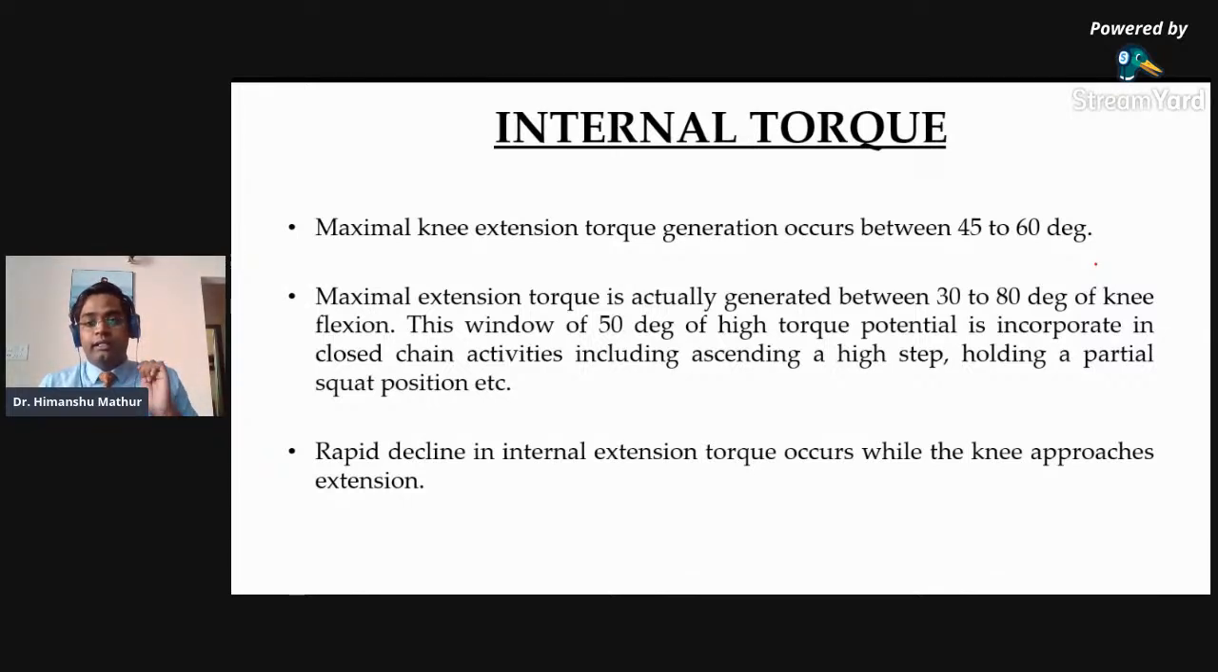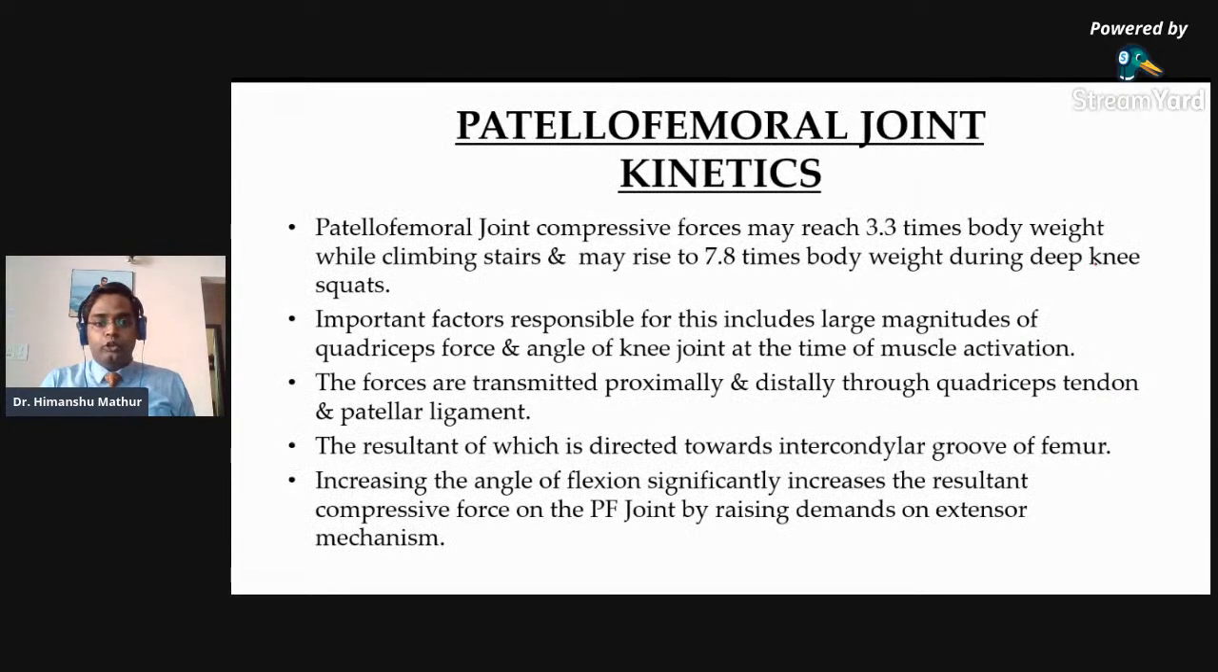This is the reason why in complete extension, the extension torque is very low and the demand is also very low. Now talking about the patellofemoral joint kinetics, it's again a very, very beautiful thing. If you people can understand it, the patellofemoral joint kinematics, I'll be telling it to you with the help of a diagram also. I'll be explaining it to you.